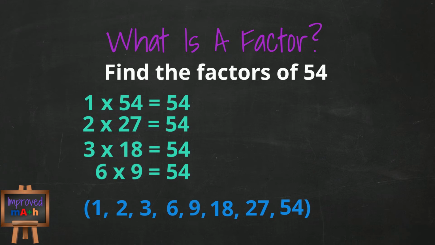Neither 7 nor 8 can be multiplied by a number to get 54, so we have identified all the factors of 54. So in summary, the factors of 54 are 1, 2, 3, 6, 9, 18, 27, and 54.